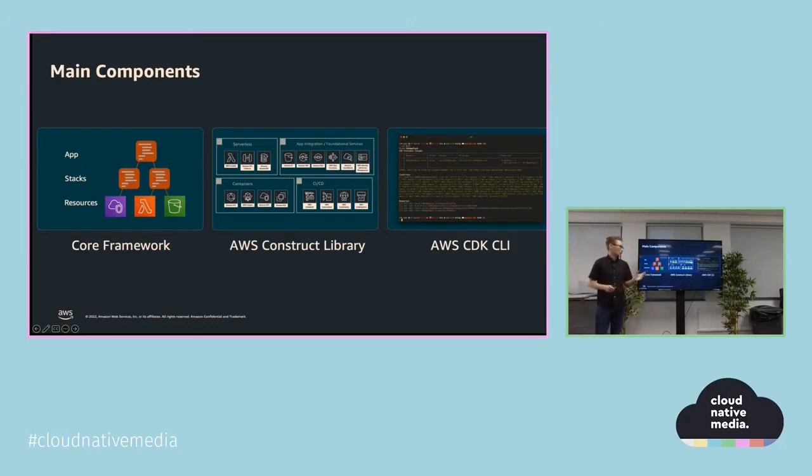And then finally, we've got the AWS CDK CLI. And you saw a little bit at the start when I started looking at CDK diff and CDK deploy. And this is a tool that you can use to initialize CDK apps on your local machine. And it also obviously helps you deploy to AWS.